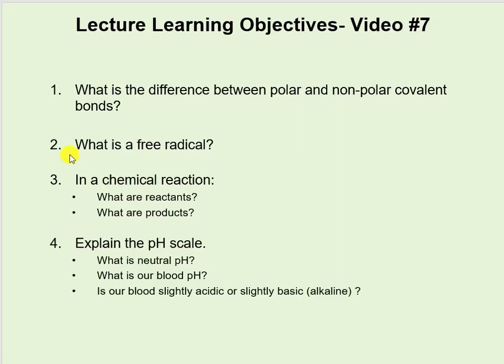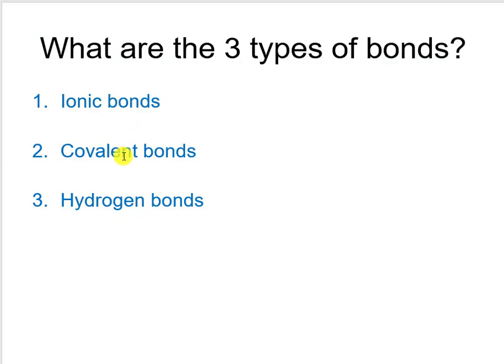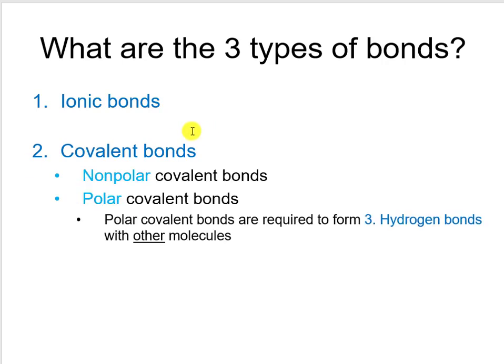In this video, we're going to continue on with covalent bonds. So previously we learned that the three types of bonds that we have are ionic bonds, covalent bonds, and hydrogen bonds. And where we left off with covalent bonds was this idea that within covalent bonds, there are two types. There are nonpolar covalent bonds and polar covalent bonds. And understanding of polar covalent bonds will naturally lead us to understanding of that third type, which are the hydrogen bonds. So let's talk about that.